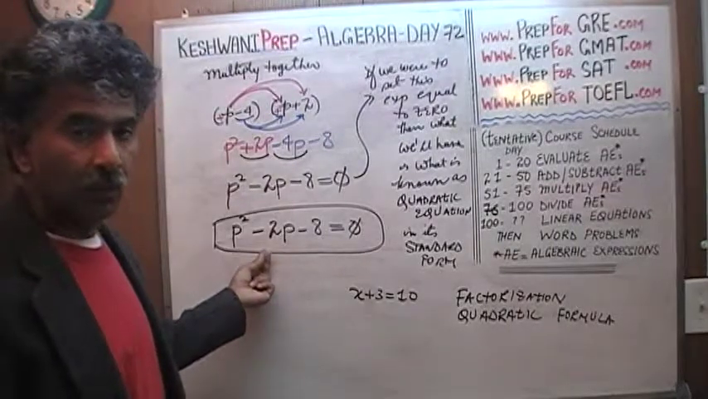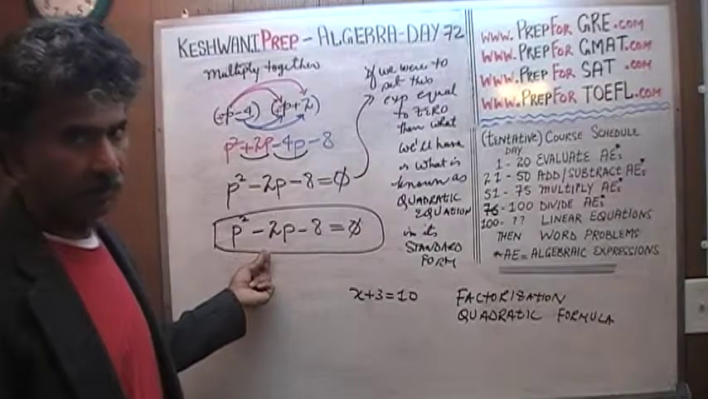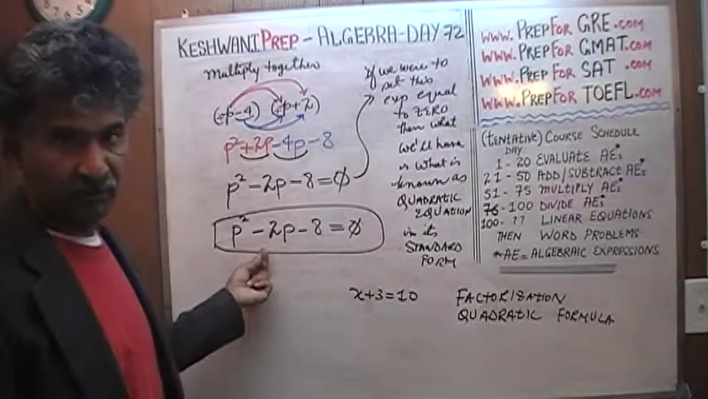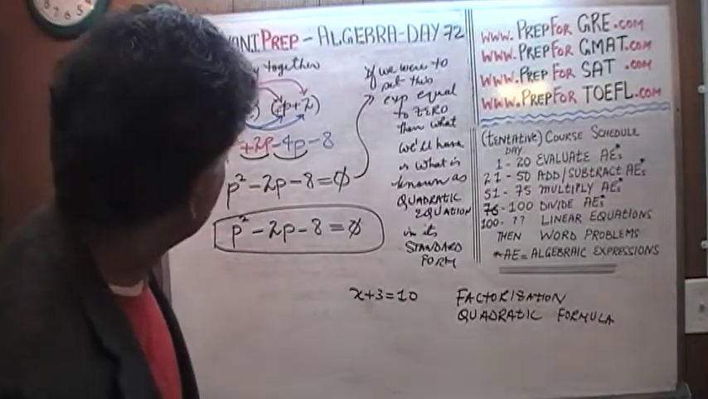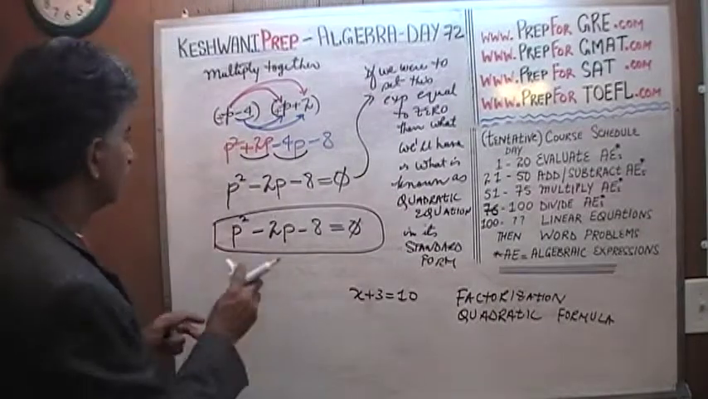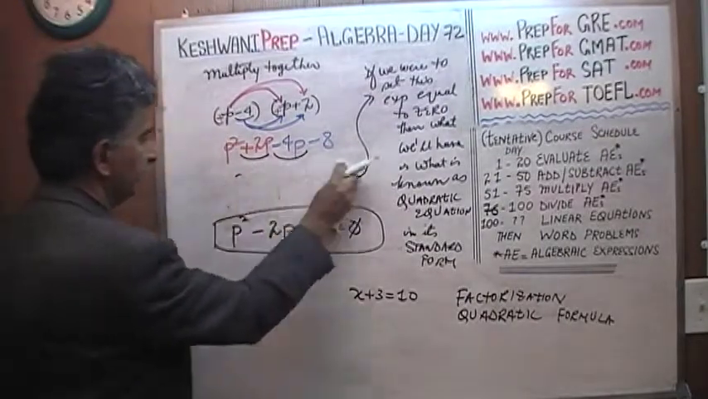We know which two expressions have to be multiplied together in order to arrive at this equation, and the two expressions that we multiplied together. Okay, I need the room, so I need to erase all of this.